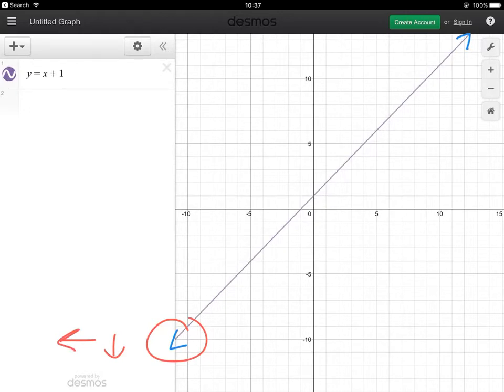If we follow the line this way, I can see that my graph is going up and to the right. So the arrow up top there is indicating that, although you can't see it, this graph would go up forever and it would go right forever.